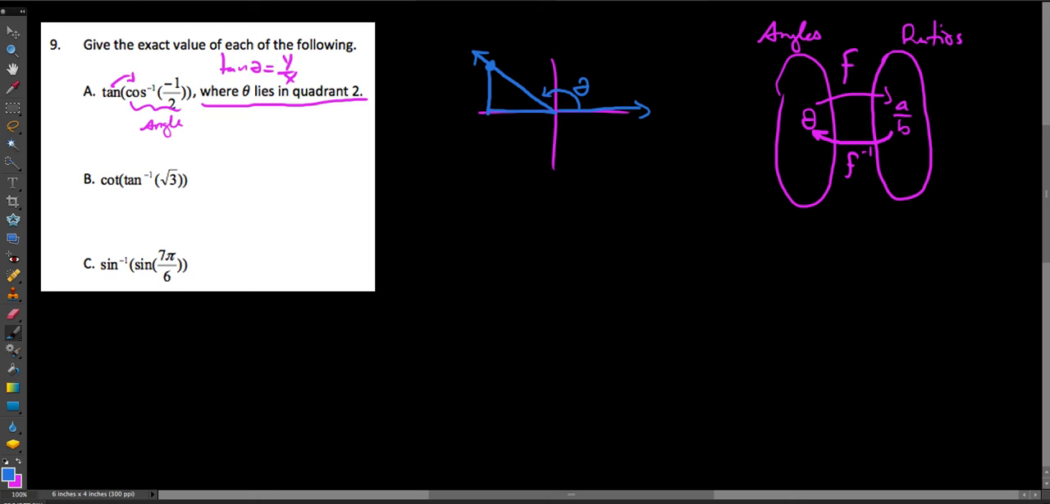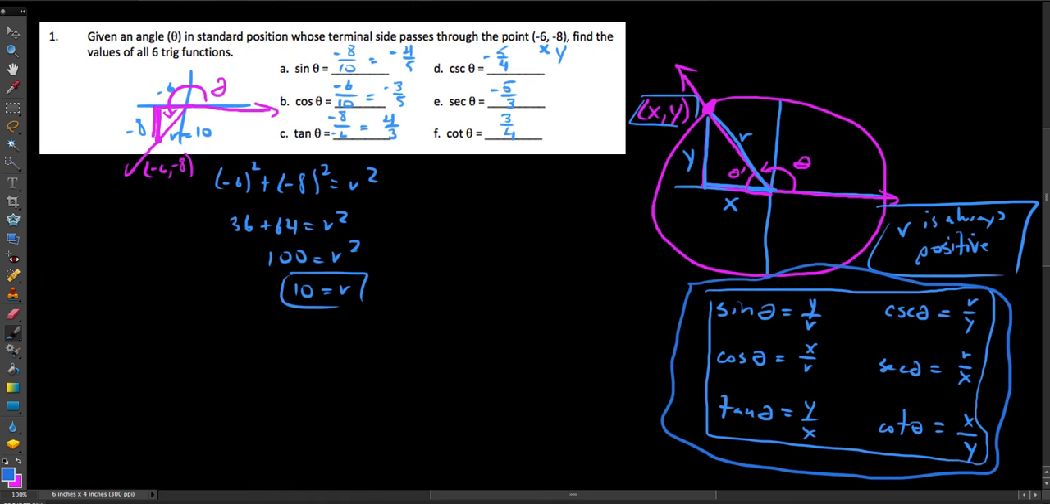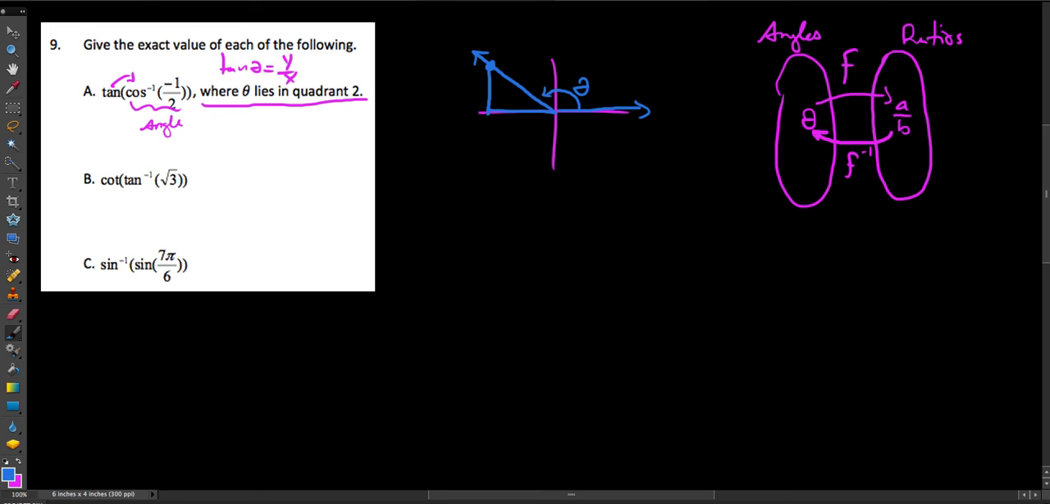Going back to our definition of the trig functions, cosine is x over r. For me to say that this is an angle that gives us a cosine of negative a half is like saying my x value must be negative 1, and my r value must be 2. So we have to do some digging and solve for y, using some Pythagoras. Negative 1 squared plus y squared equals 2 squared. This gives us y squared plus 1 equals 4, which implies y equals plus or minus the square root of 3.